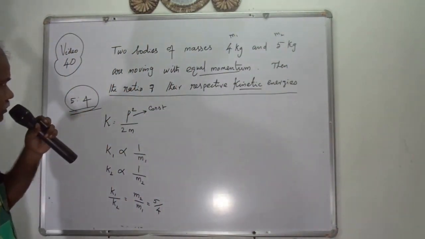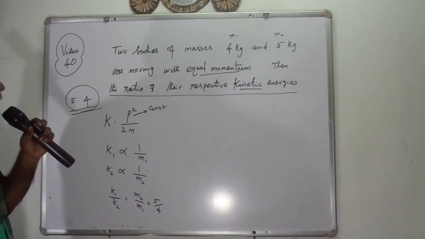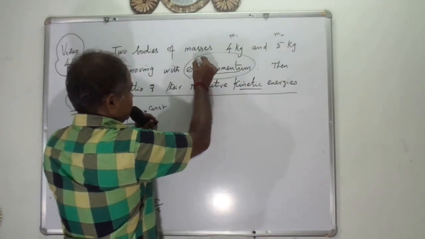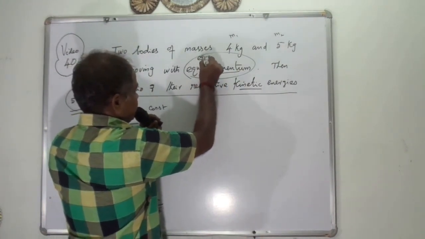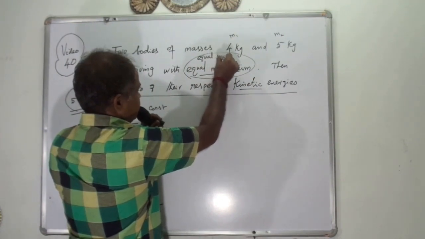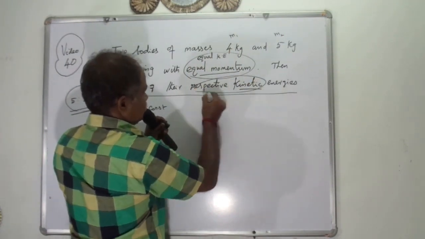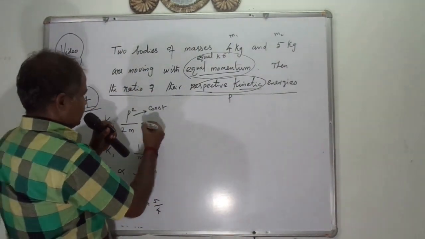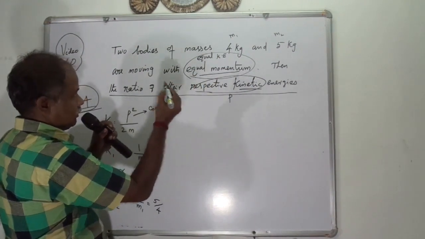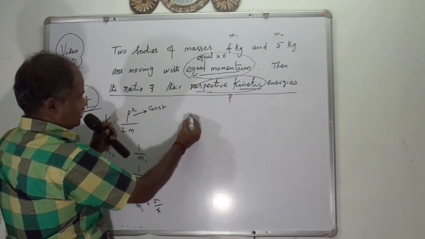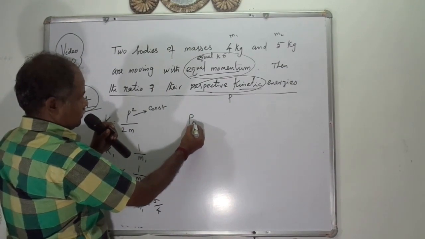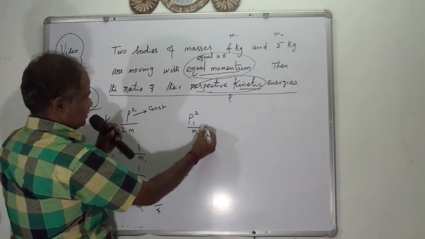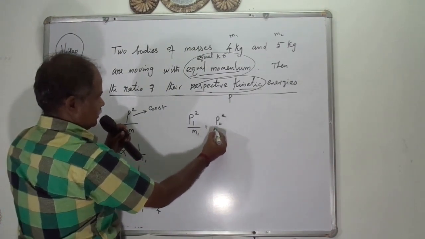For example, the question may be asked like this. Instead of equal momentum, let it be equal kinetic energy. They are asked to find the value of momentum. Then what? P1 square by m1 is equal to P2 square by m2.